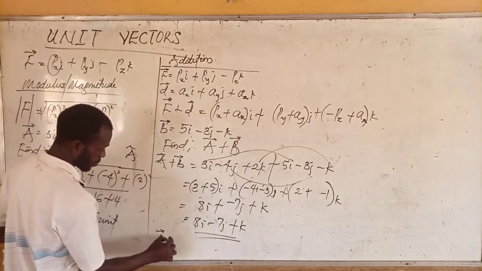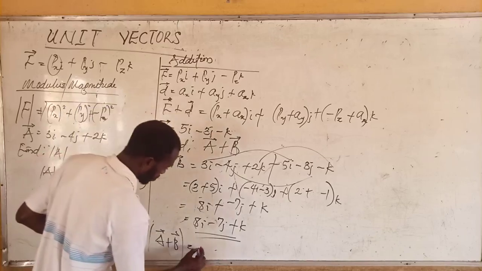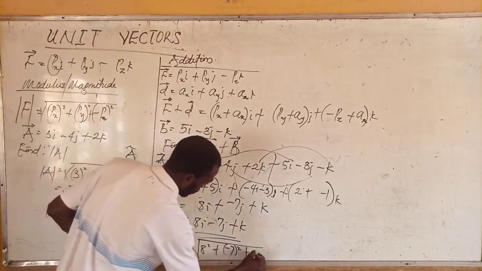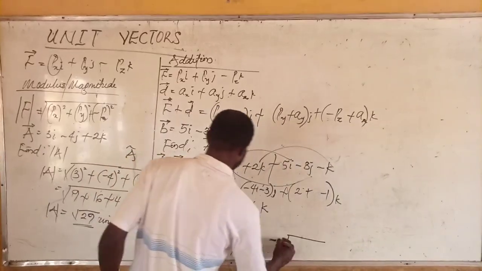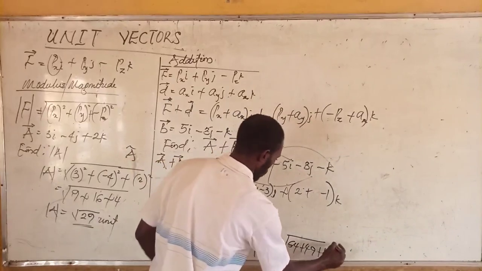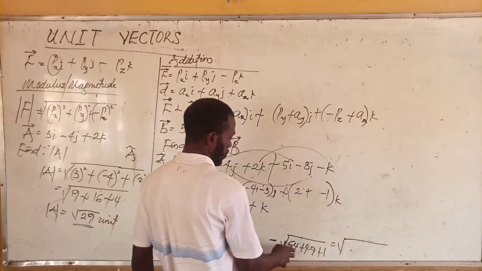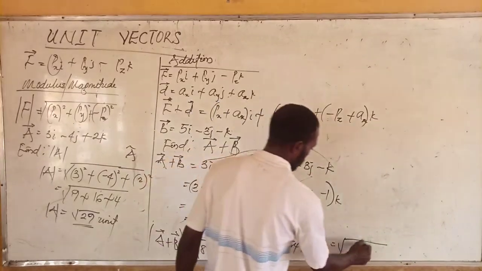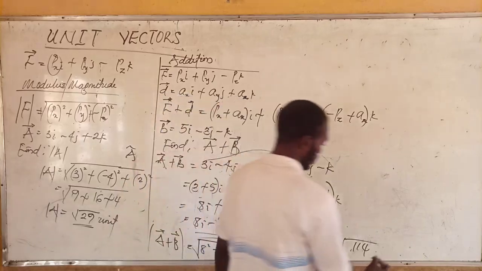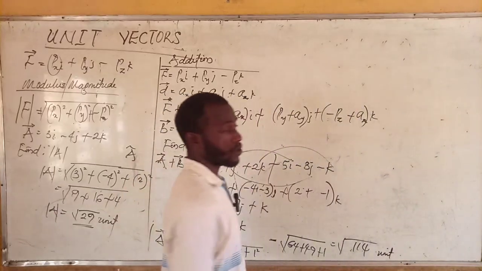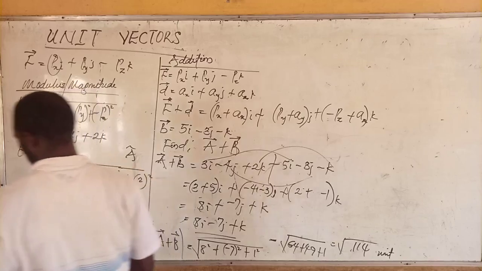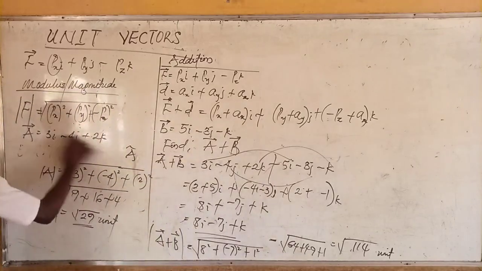The magnitude of a vector plus b vector will be equal to the square root of 8 squared plus minus 7 squared plus 1 squared, and that gives us the square root of 64 plus 49 plus 1, and that becomes the square root of 114. All right, now you can simplify that with your calculator, but this will be the magnitude in the particular or specified unit. All right, so that is how to find the addition of vectors.